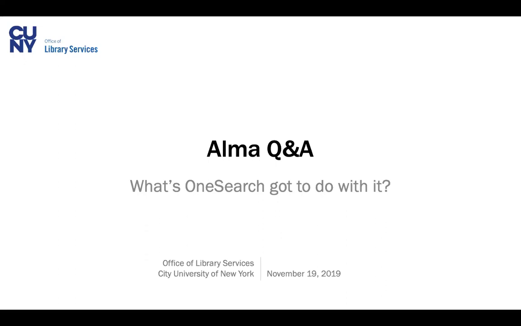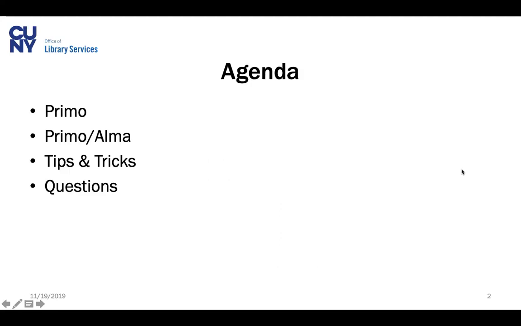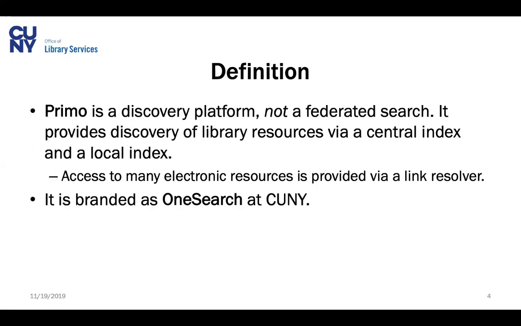So let's begin. As I mentioned, we'll be talking briefly about some of these topics. So Primo is a discovery platform. It is not a federated search. It provides discovery of library resources through a central index and a local index. It is a product from the company Ex Libris, which is the same company that Alma is provided by. And we are branding Primo as OneSearch at CUNY. We have had OneSearch at the CUNY libraries, goodness, for almost 5 years now, I think. It went live in the fall of 2014.